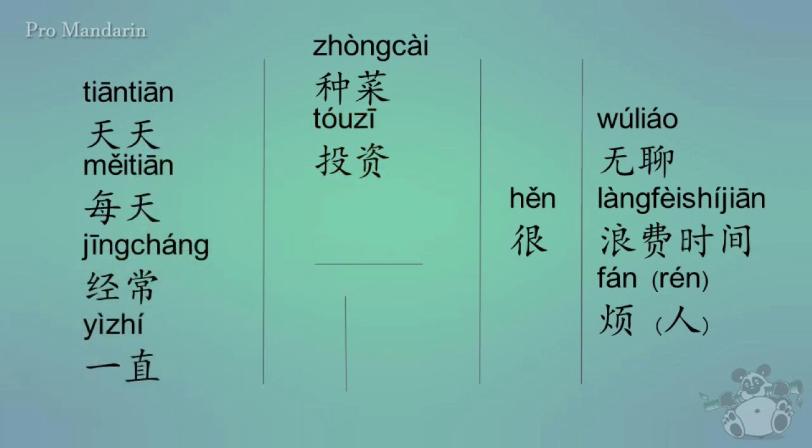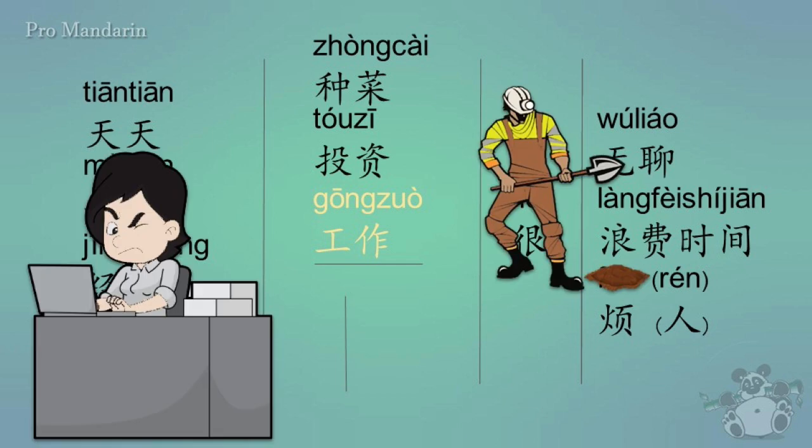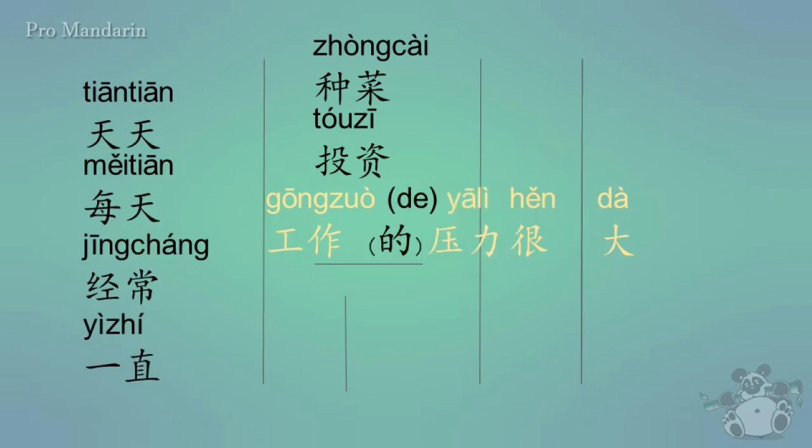Now, the next word we got is 工作, which means work. And this could be whether you're in the office or you're out doing physical manual labor or anything like that. It's all work. And of course, you can also say work is very stressful. And you say that the same way as you would investing. 工作的压力很大. 工作压力很大. So again, you could also leave out the 的 in this one.